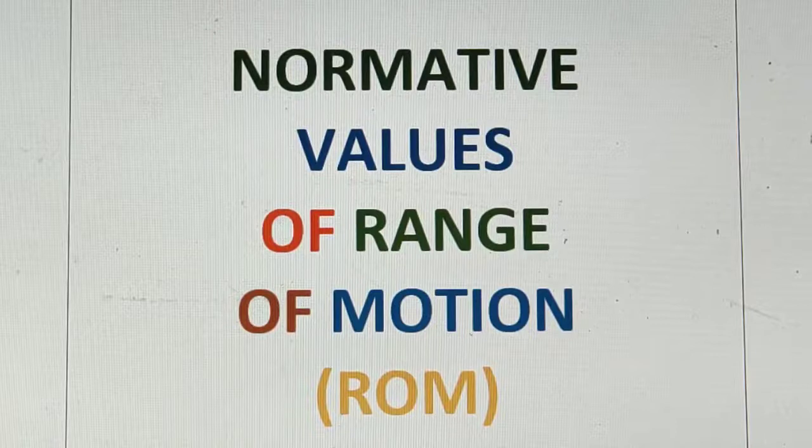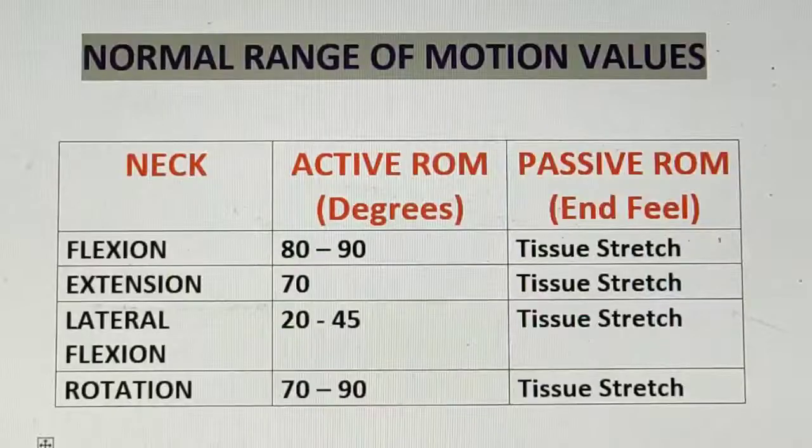The focus of my video for today is all about the normative values of range of motion, which we call the ROM. First, I'm going to discuss the normal range of motion values of the neck. We have the active range of motion in degrees, and the passive range of motion, where we're finding the end feel.